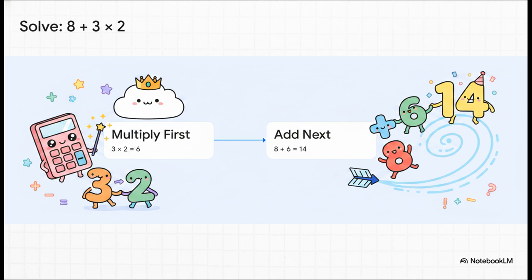Let's solve 8 plus 3 times 2. Multiplication is actually stronger than addition, so it always happens first. Step 1, we multiply 3 times 2, and that gives us 6. Step 2, we bring down that 8 and add it to our new 6. 8 plus 6 gives us our final answer of 14. You see how that multiplication step literally had to happen before the addition? It's a real game changer.